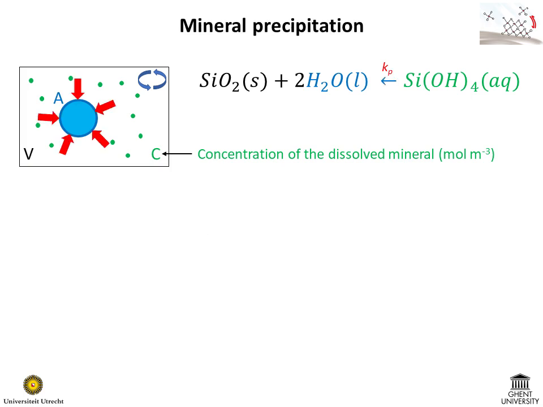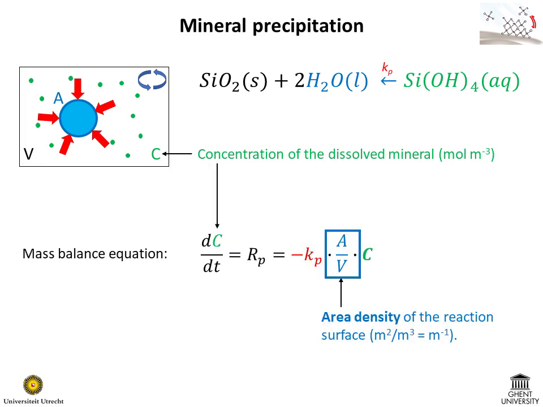Now we turn our attention to the backward reaction, precipitation of silica. We will assume that this is an abiotic process. Because precipitation of silica on an existing mineral particle is again a surface reaction, the rate will depend on the area density as before. However, because the process describes the reaction of the silicic acid, the rate must be additionally dependent on the silicic acid concentration.